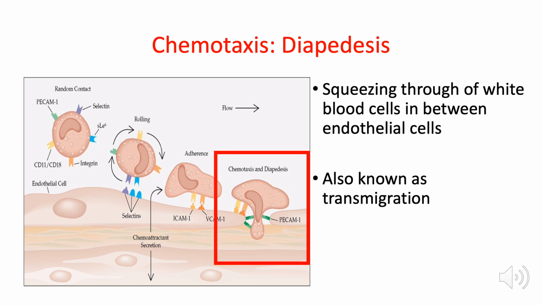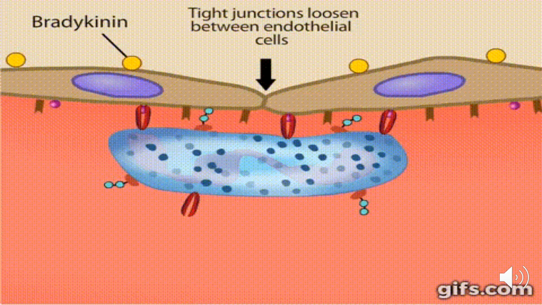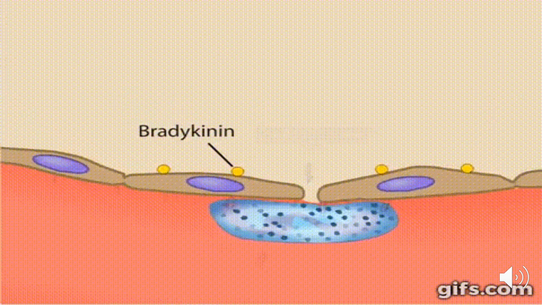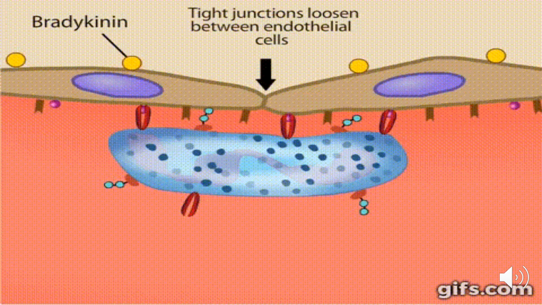And the squeezing through of the white blood cell between two endothelial cells is now called diapedesis or transmigration. And the protein involved in diapedesis or transmigration is PECAM. So take a look at this white blood cell. As you can see, it will squeeze itself through the gaps between two endothelial cells. And you call this process diapedesis or transmigration.